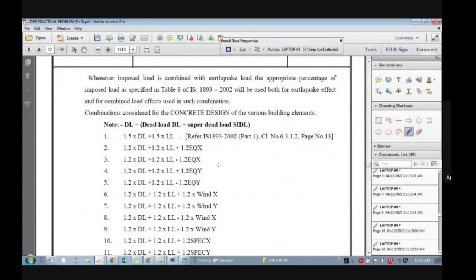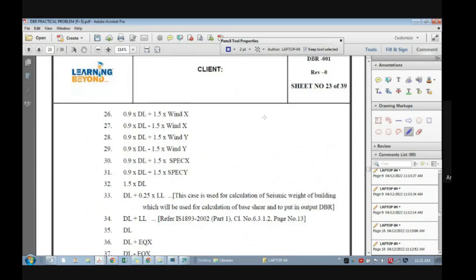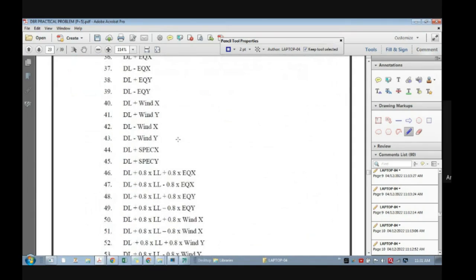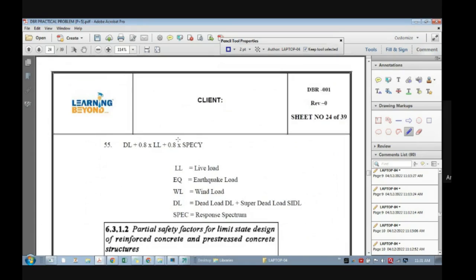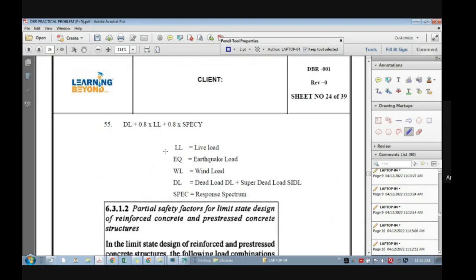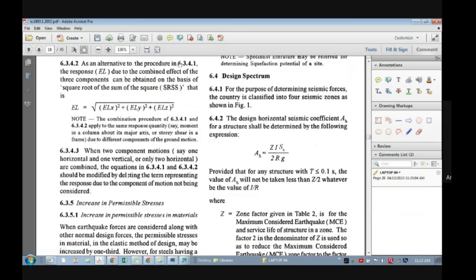It is given in IS 1893 also. So this is the total combination. Generally, we get around 20 to 30, I think. With wind load, they are coming out to be almost more than 50. There is a response spectrum case and wind load case; if they are there, then it is almost 55 cases. And how are we getting those cases? From 1893, you can see here.